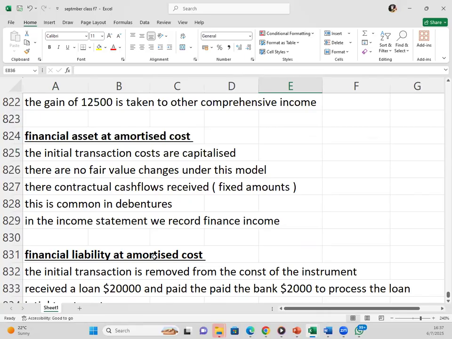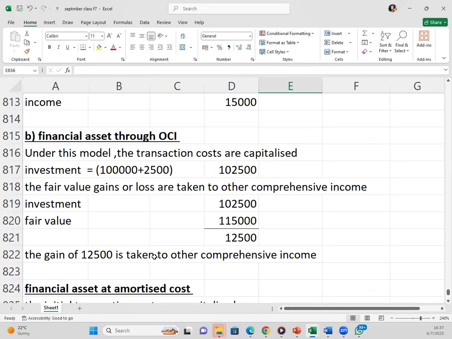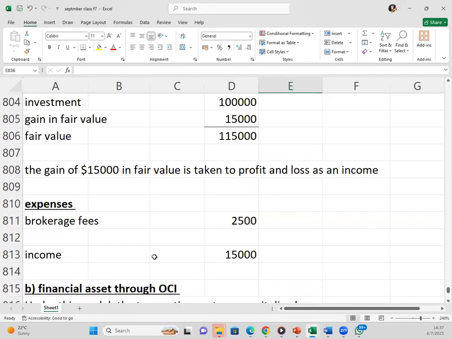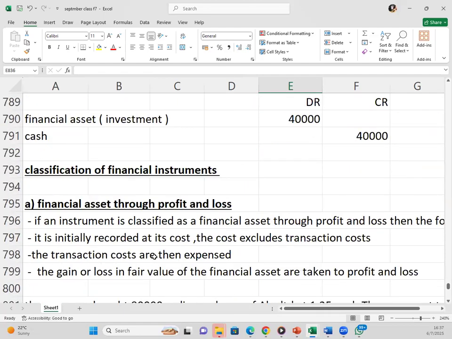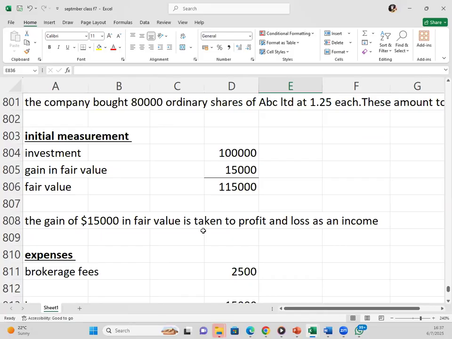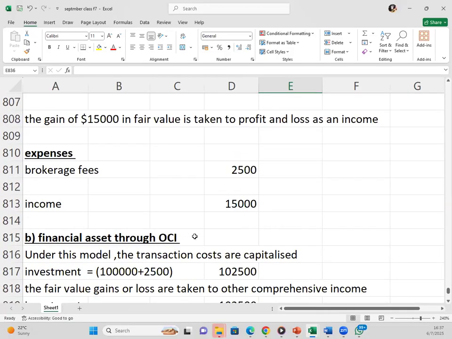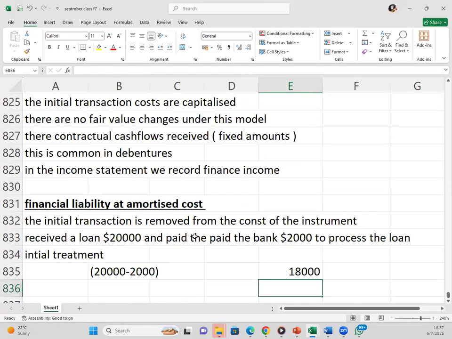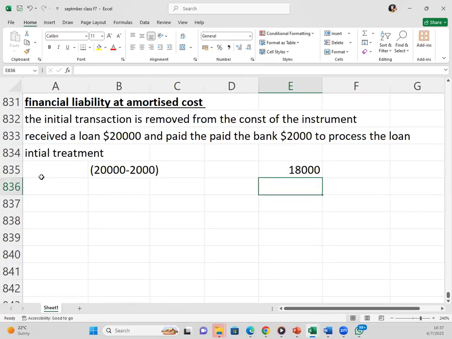Why is it that for the other ones we were adding? For the other ones, if you check, these were assets. The first one was a financial asset through profit and loss. The other one was a financial asset through OCI, financial asset at amortized cost. So for financial liabilities, a financial liability at amortized cost, you less transaction costs.